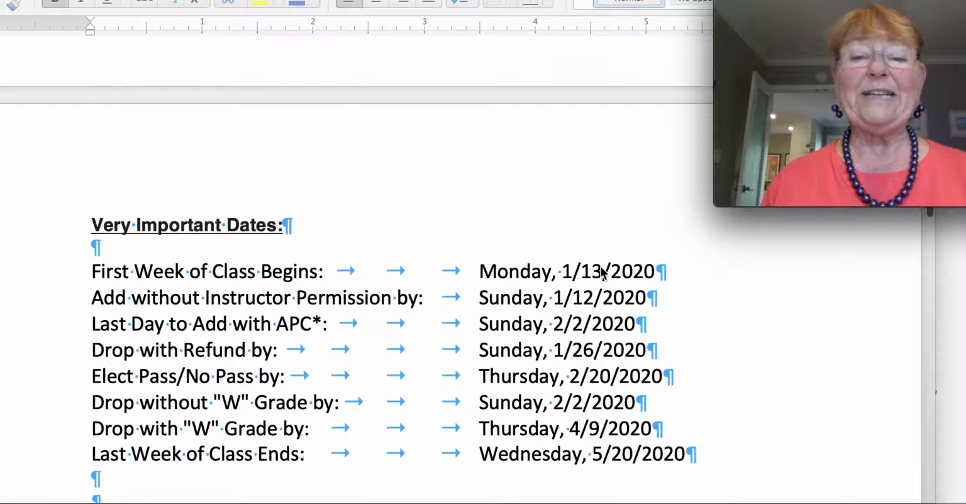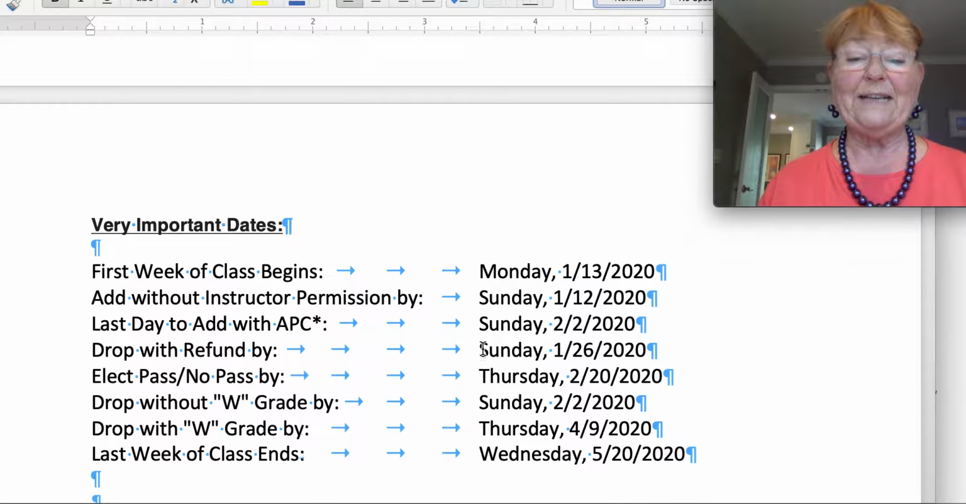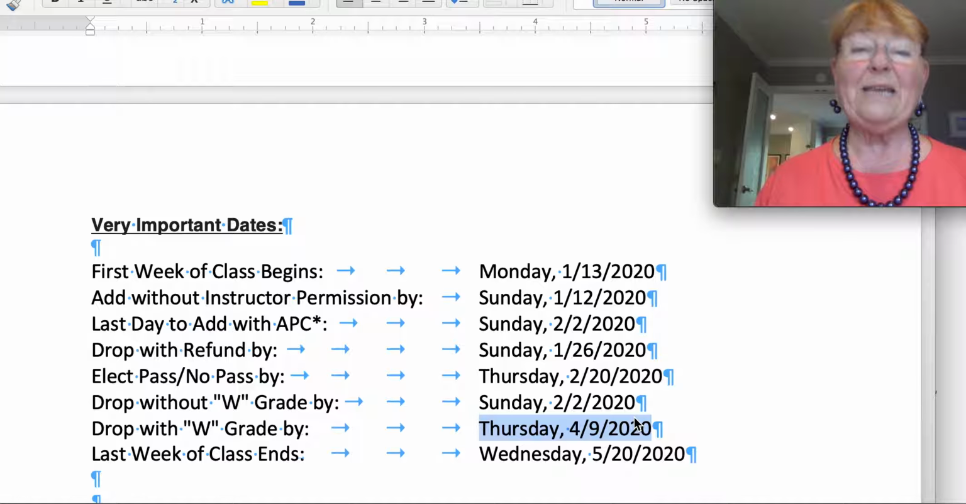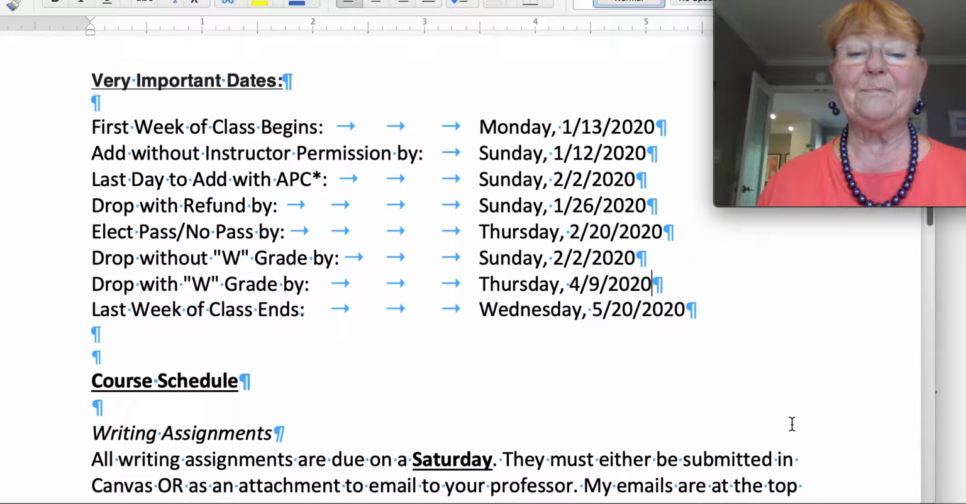Here are some important dates: when the class begins, when the class ends. Something you might need to notice is when you can drop it with a refund. That's on January 26th. And when you can drop it without a W grade, that's the 2nd of February, and you can drop it with a grade in April. Those are important dates for you to keep a note of in case you change your mind later and you want to drop the class.